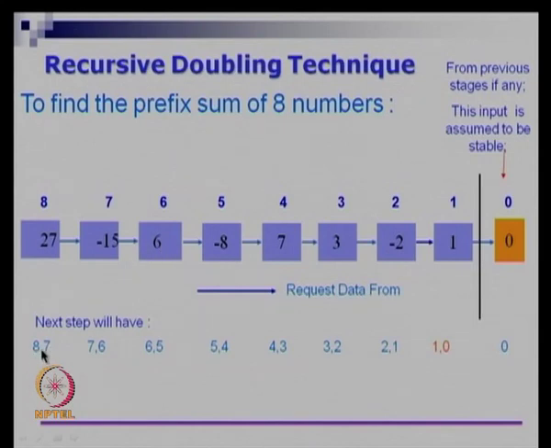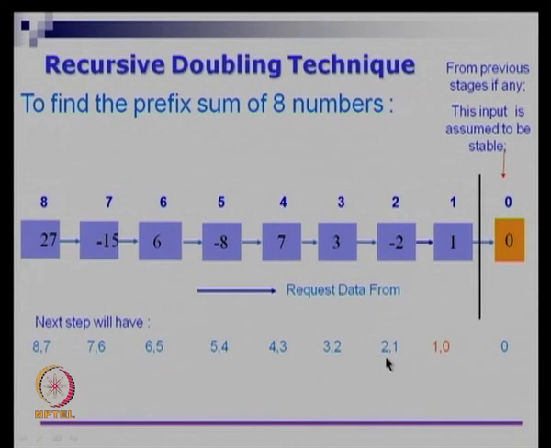At the end of first round, a of 8 will have the sum of a of 8 and a of 7. At 7 you will have the sum of a of 7 and a of 6. At 6 you will have the sum of a of 6 and a of 5 and so on. At a of 1 you will have the sum of a of 1 and a of 0.